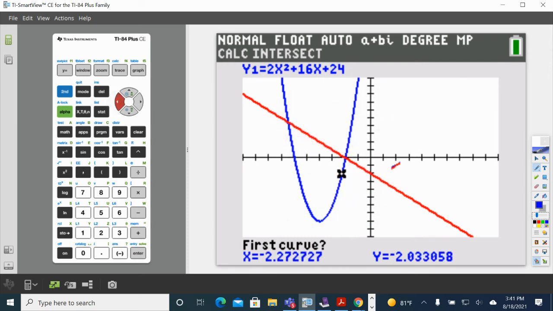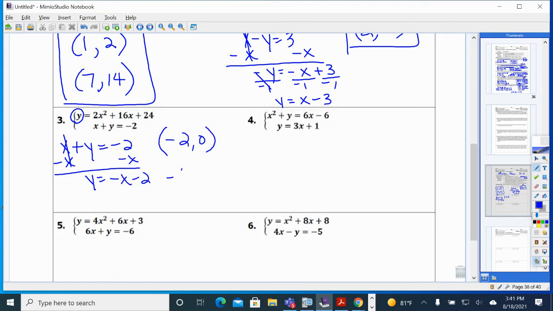So I'm going to arrow to the left. Getting closer to that other intersecting point. Enter, enter, enter. Negative 6.5 and 4.5. And this is another time when I will allow you to give me decimal answers.